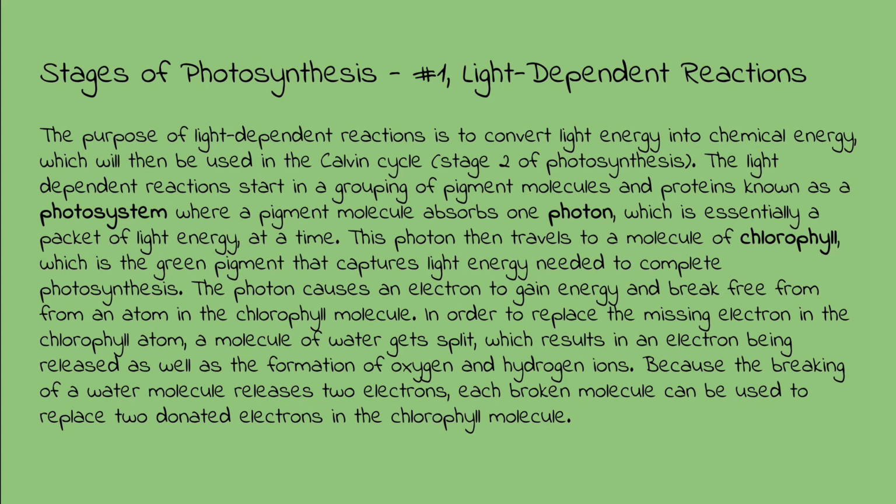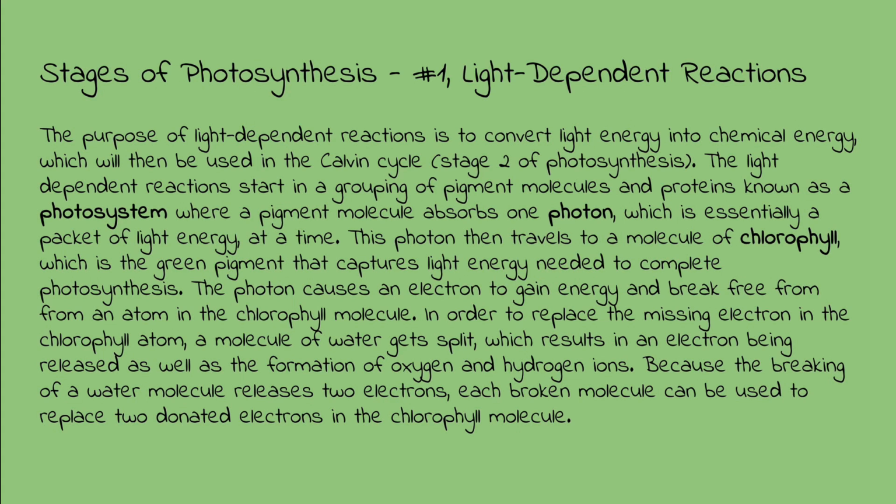The light-dependent reactions start in a grouping of pigment molecules and proteins, known as a photosystem, where a pigment molecule absorbs one photon, which is essentially a packet of light energy, at a time. This photon then travels to a molecule of chlorophyll, which is the green pigment that captures light energy needed to complete photosynthesis. The photon causes an electron to gain energy and break free from an atom in the chlorophyll molecule.